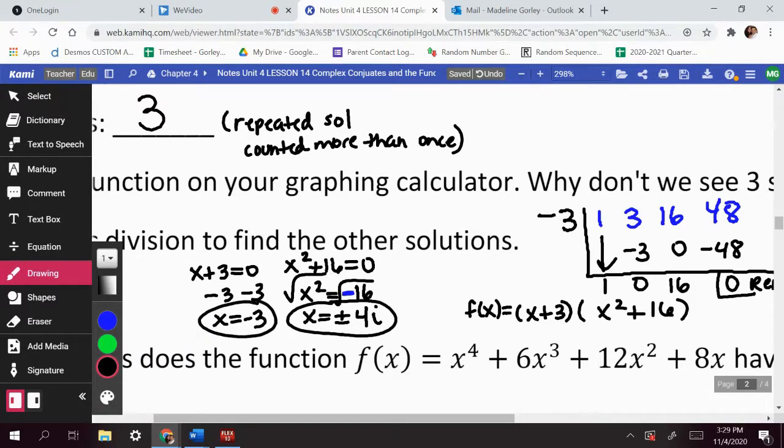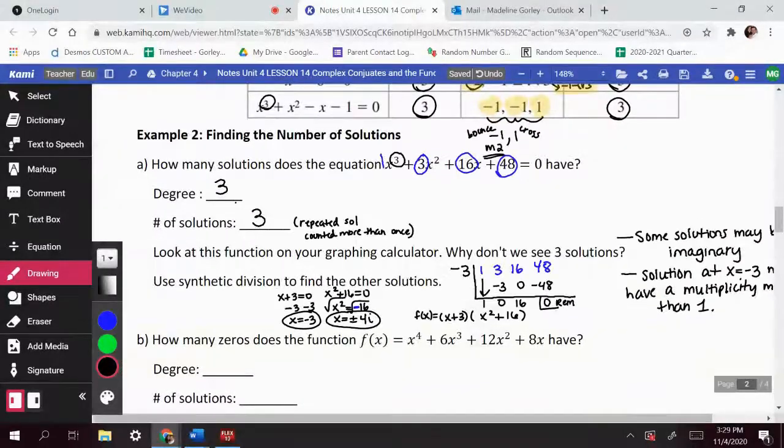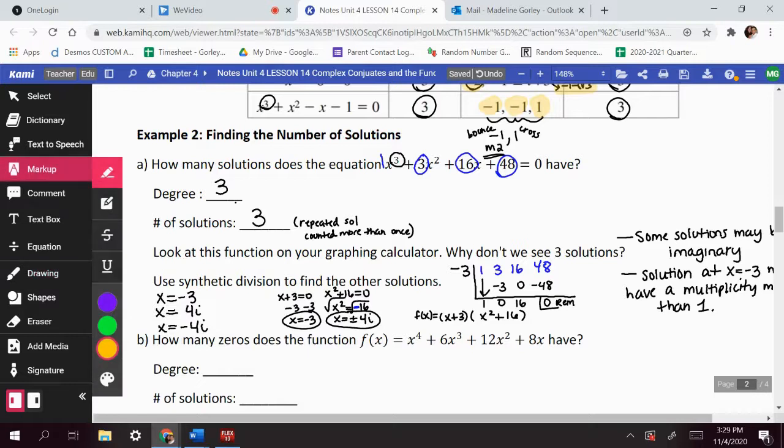Look at what I have. I've got 3 solutions, but 2 are imaginary. So that's really interesting. I have x equals -3 as a solution. I have x equals 4i as a solution. And I have x equals -4i as a solution, which is why we were only seeing one of those zeros show up on our graph. So we did confirm that we got 3 solutions for our degree 3 polynomial.